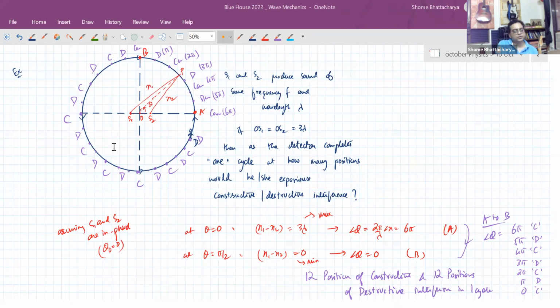Now suppose S1 and S2 had some initial phase difference, then A would not be a point where the phase difference would be 6 pi. It would be 6 pi plus phi naught or 6 pi minus phi naught. But as you're going along the circle, your phase difference is going to have that same range. The maximum value is 6 pi and the minimum value is going to be 0. So this is going to repeat 12 times, where they are having even multiple or odd multiple of pi, including 0.